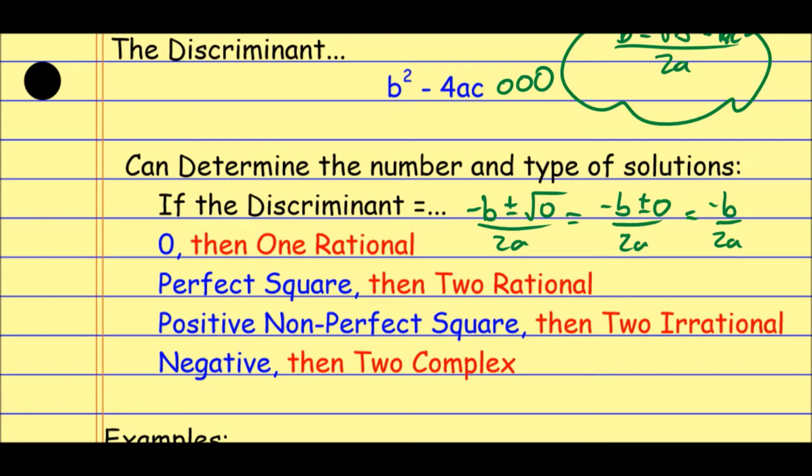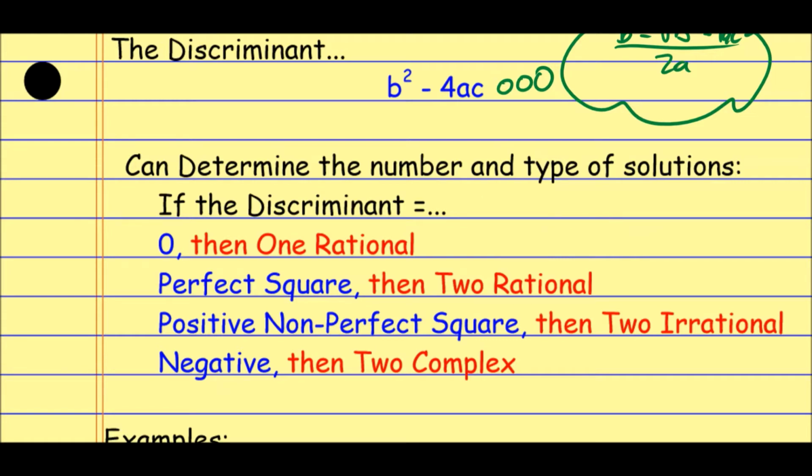Okay. This is the only scenario in which we get only one solution. Because again, the 0 causes the square root to go away, which means no more plus or minus, so one answer. And the thing that I'm left with is a fraction, so it's one rational answer. Okay. If I get a perfect square for that value, it means I have two rational answers.